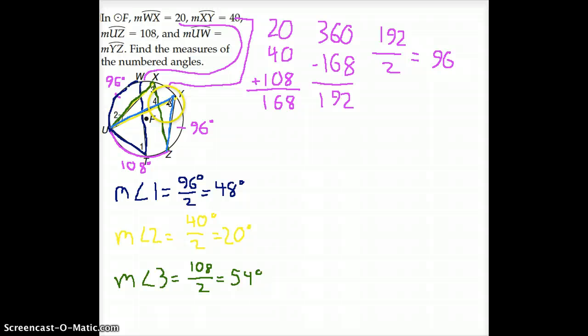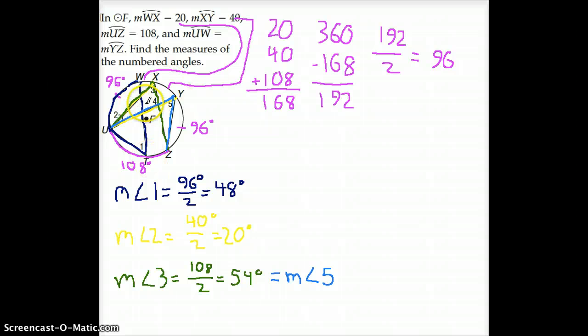And since they're both inscribed angles going to the same arc, they would both be half of that, and so they're both congruent. So this 54 from angle 3 is also equal to the measure of angle 5. And again, that's because angle 3 goes to arc UZ, and angle 5 also goes to arc UZ.